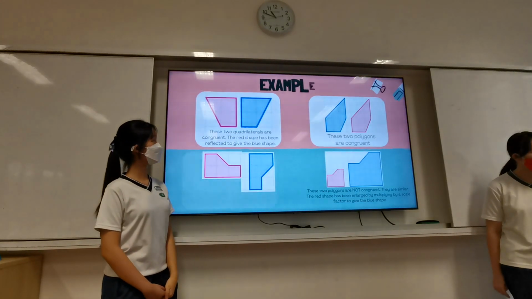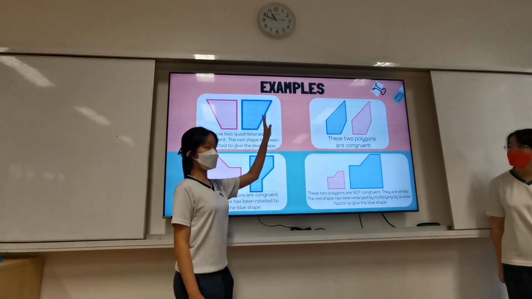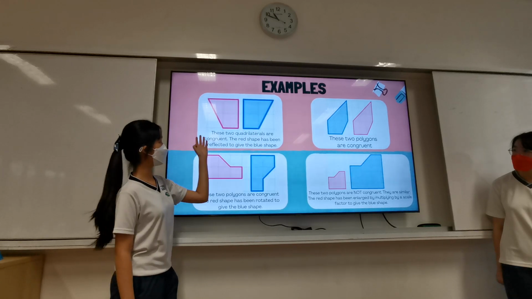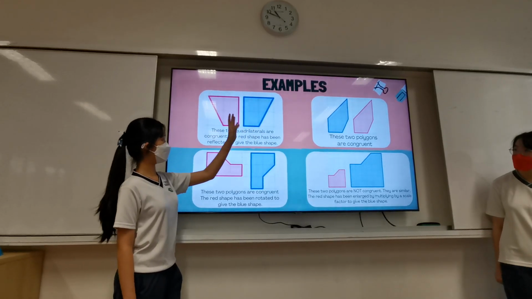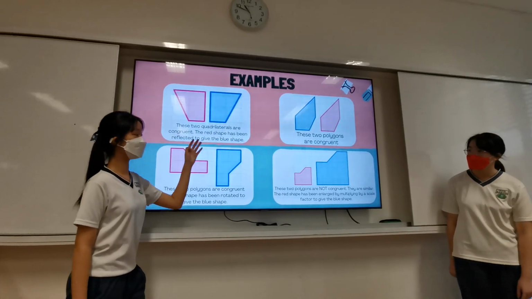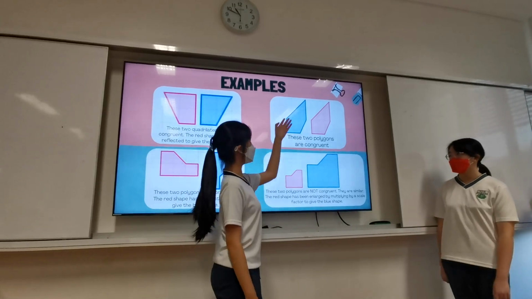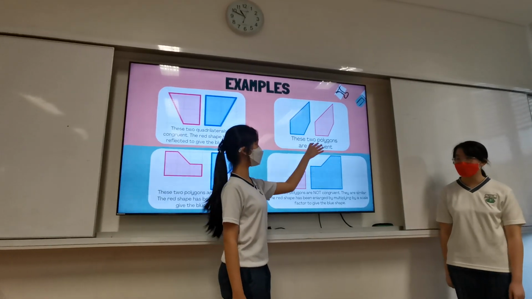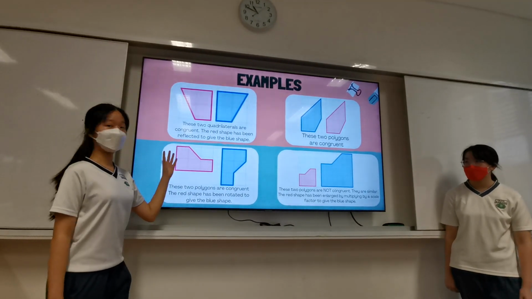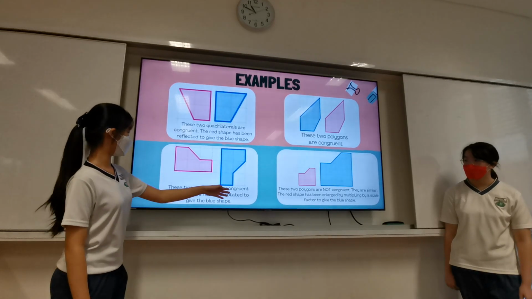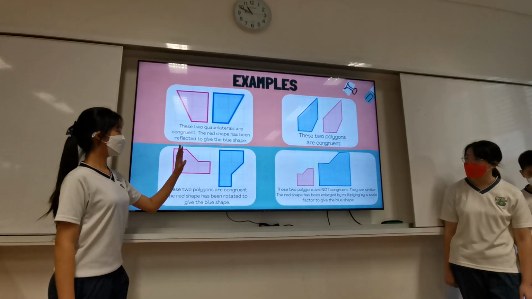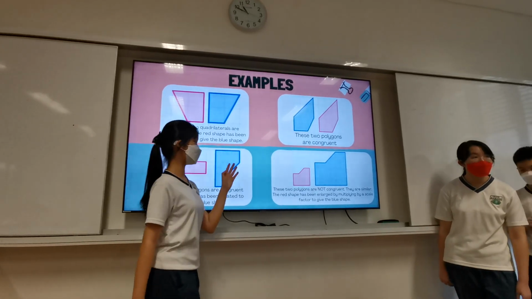Next slide. Here are some examples. As you can see here, these two quadrilaterals are congruent, and the red shape has been reflected to give the blue shape. So they are still of the same shape and size. Now the second example here, we can clearly see that these two polygons are congruent. They are the same shape and size. Now the third example here, these two polygons are congruent, and the red shape has been rotated to give the blue shape. So they are still the same shape and size.